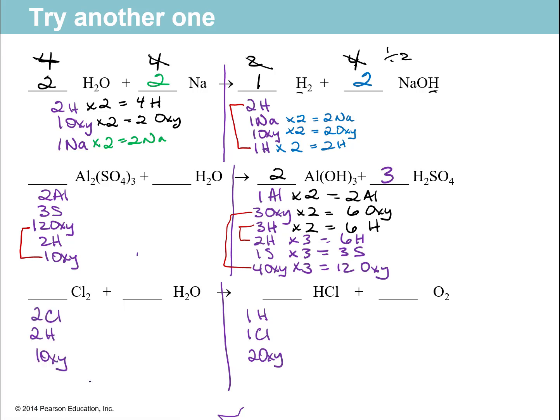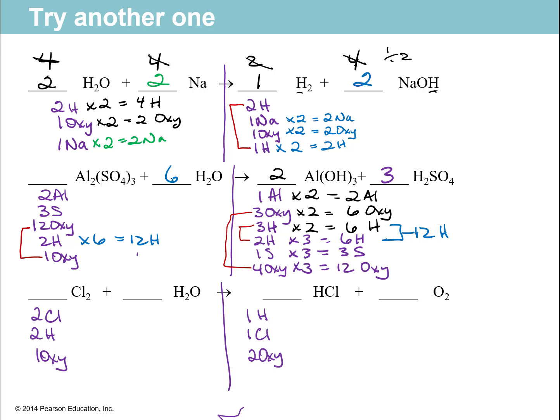To balance the hydrogen, which side do I need to change? Got to change the left. Left side I have 2. On the right side, how many do I have total? 12. Do you see that there's 12 hydrogen on the right side? So how do I make this 12? Got to multiply it by 6. That's going to give me 12 hydrogens to balance the hydrogens. That means that 6 goes up here.